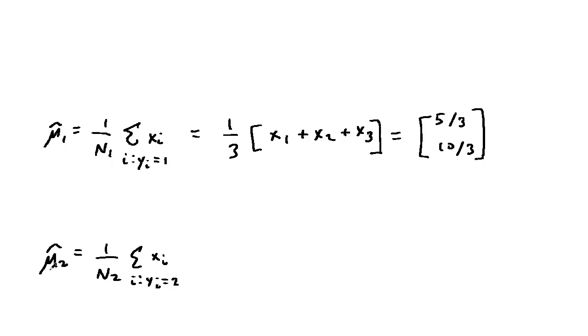Similarly for mu 2 hat, that's 1 over n2 times the sum of xi where the class is 2. So those are the last 3 points, x4, x5, and x6. Simplify, and we get this.